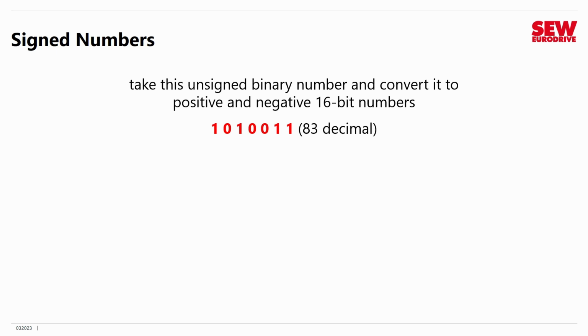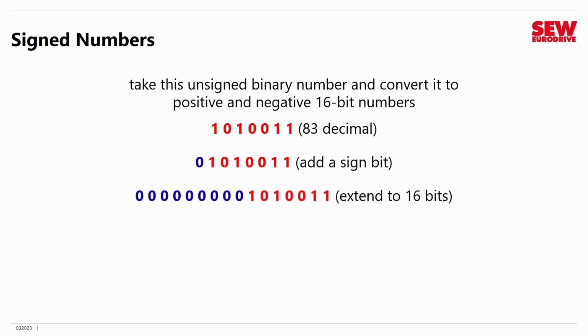Let's do the positive number first. Remember, we just add a sign bit onto the end, and then sign extend it till we have 16 bits. So this is 83, and it's now actually positive 83 in binary. So it should look like that. If you got that number, you did great. Now that was the easy one. Let's do the negative number, which is a little more challenging.